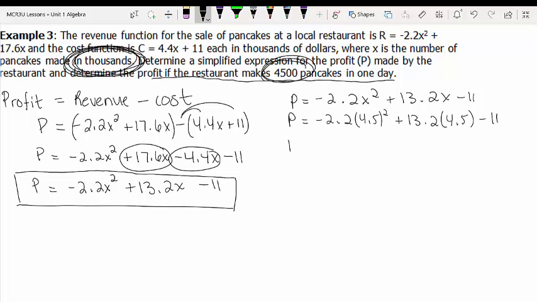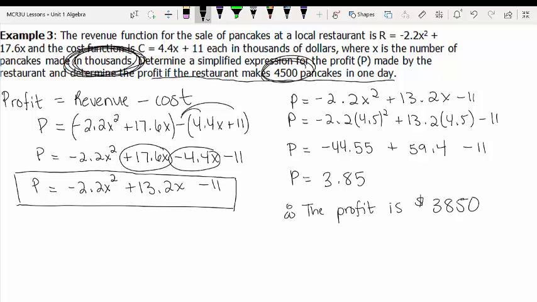Okay, and then it's just going through and doing the math. You're going to take 4.5, square it, and then multiply it by negative 2.2, and you get negative 44.5, plus 13.2 times 4.5 is 59.4, minus 11. Then you do the math there, and you get a profit of 3.85. Now some of you might be thinking, $3.85 profit, that sucks. Well, remember, profit is also represented in thousands. Multiply that number by 1,000 to get the true profit. So actually the profit is $3,850, which is pretty good.